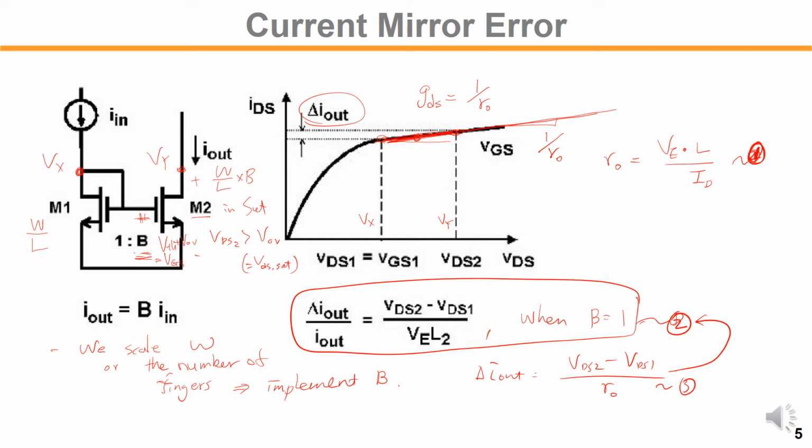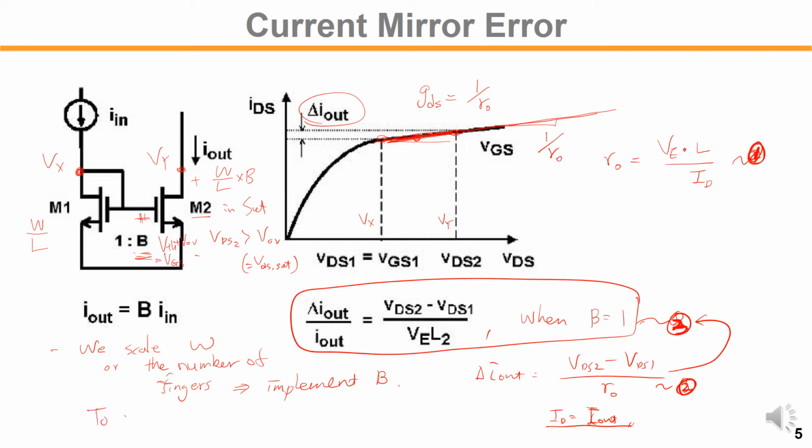so plugging 1 into 2, we can derive the third equation. Let's say this is 3 and this is 2, right? From 2 we can derive that equation 3. Here ID is the same as I out, right? So using that fact, we can derive the current error. So to reduce the current error, it is important to have a large RO.